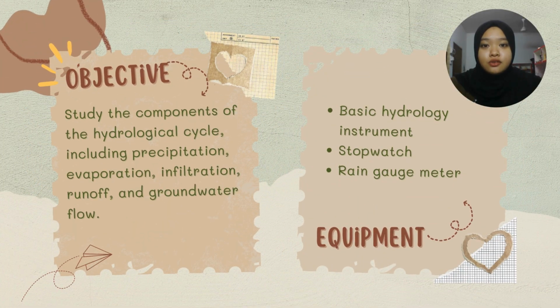So the objective for this lab is to study the components of the hydrology cycle, including precipitation, evaporation, infiltration, runoff, and groundwater. The equipment that we use in this lab is the basic hydrology instrument, stopwatch, and rain gauge meter.